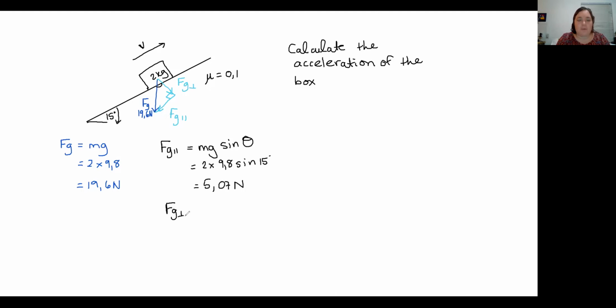Then my F_G perpendicular is going to be mg cos theta, which is 2 times 9.8 times cos of 15. So 2 times 9.8 times cos 15 gives me an answer of 18.93 newtons. I hope everybody's doing these as well at home alongside me, and checking that you agree with my calculations, because sometimes I get them wrong. All right, so that so far tells me a little bit of information.